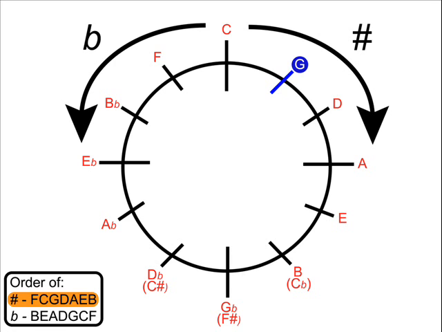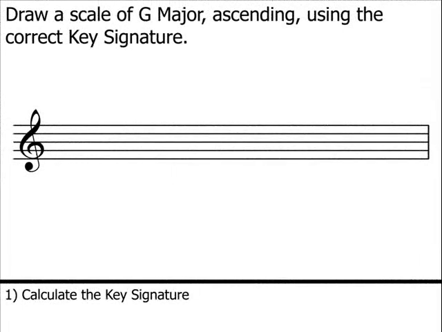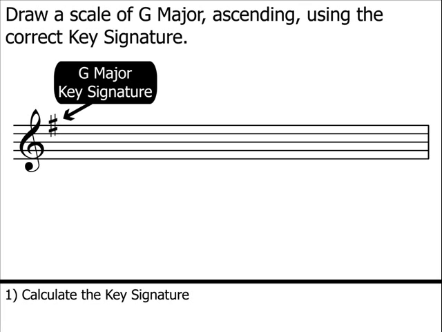In the bottom left hand corner is the order of the sharps. As G major has just one sharp in its key signature, we take just the first letter from this order. So a key signature with one sharp in it would be F sharp. Let's pop that F sharp onto our stave. We now have the key signature for G major.